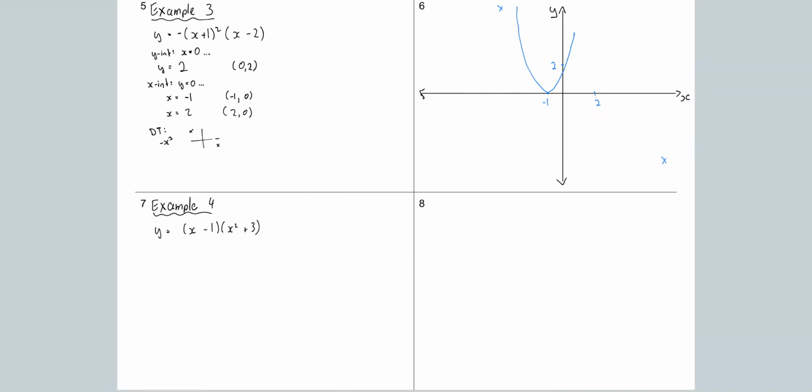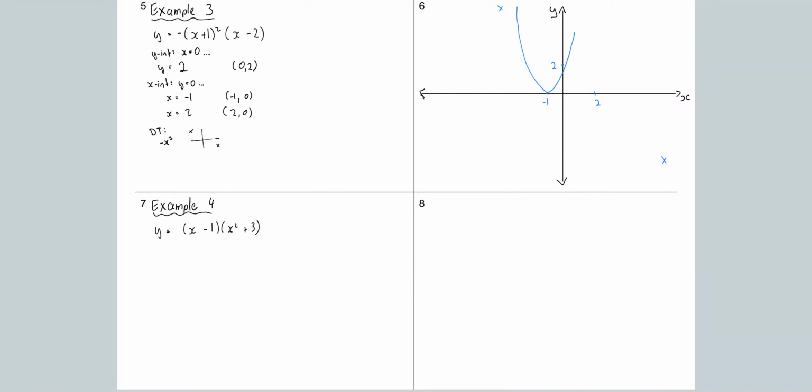Y-intercept, let x equal 0. What do we have? We have a -1 here, because that's gone. We have a 3 here because that's gone. So we've got minus 1 times 3, and we've got y is equal to negative 3. So 0, negative 3. X-intercept, let y equal 0.